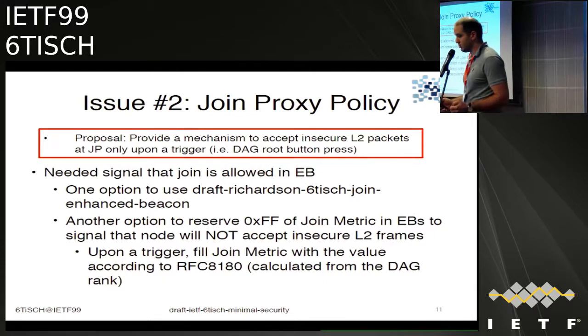So the proposal is to provide a mechanism to accept insecure layer 2 frames only upon a trigger. And I think this is where Michael's draft fits very well, in terms of the flag, one flag that we will use to signal that the join process is allowed. So basically the idea for the final implementation is that upon a button press, in the beacon we include the information element with the join process flag set, which we can use to accept insecure layer 2 frames, and it expires upon a timeout. Yes?